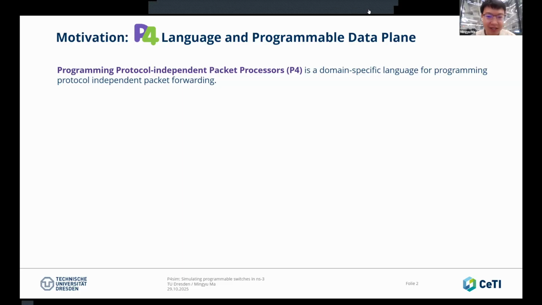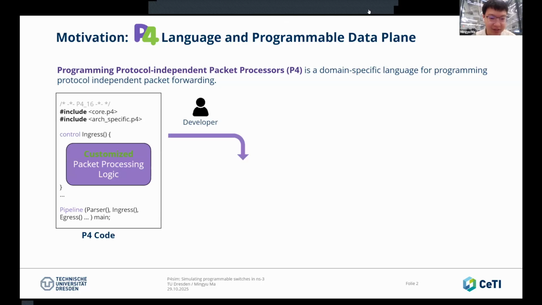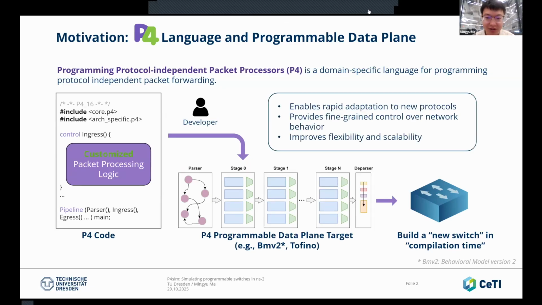P4, programming protocol independent packet processors, is a domain-specific language for programming protocol independent packet forwarding. Assume that we have P4 code to control the switching, and then the developer will deploy it with the P4 programmable data plane target, and it will build a new switch at compilation time. That's very powerful. It has many advantages: it enables rapid adoption, provides fine-grained control, and also improves flexibility and scalability.